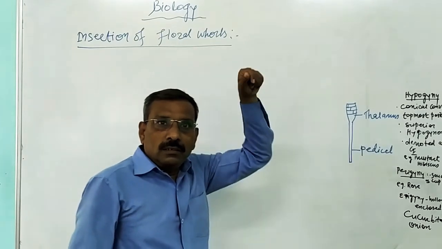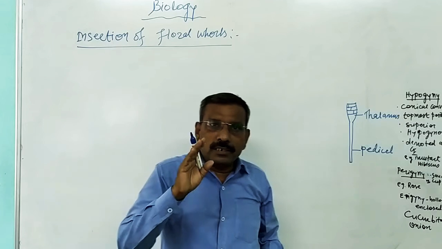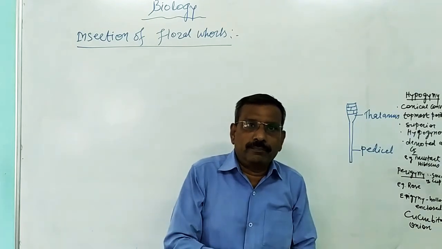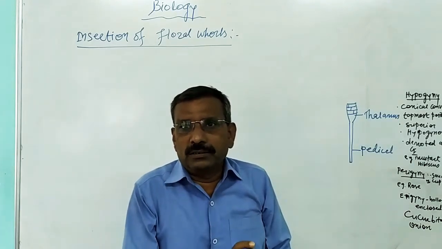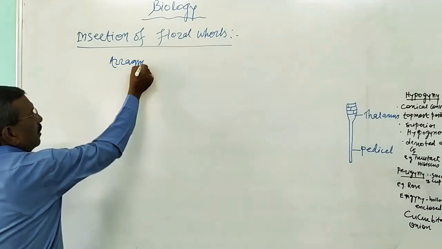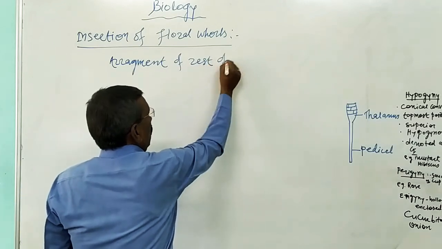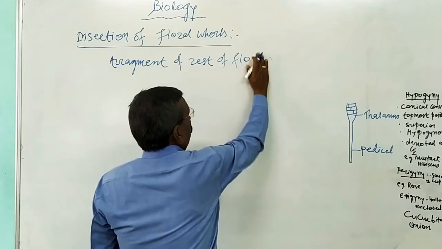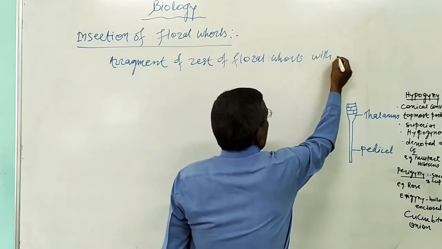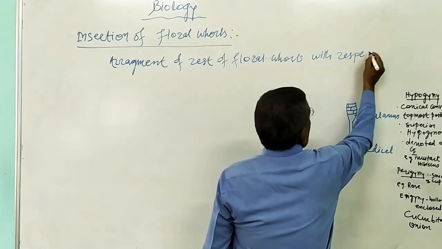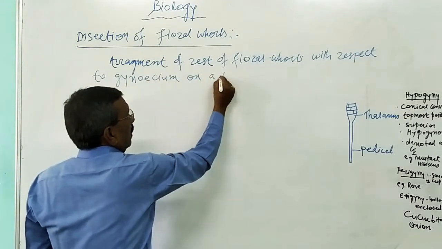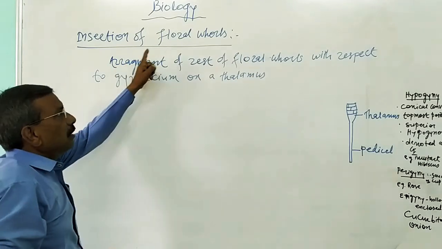Insertion of floral whorls means, first the definition: the arrangement of the rest of the floral whorls with respect to the gynoecium on a thalamus is known as insertion of floral whorl.